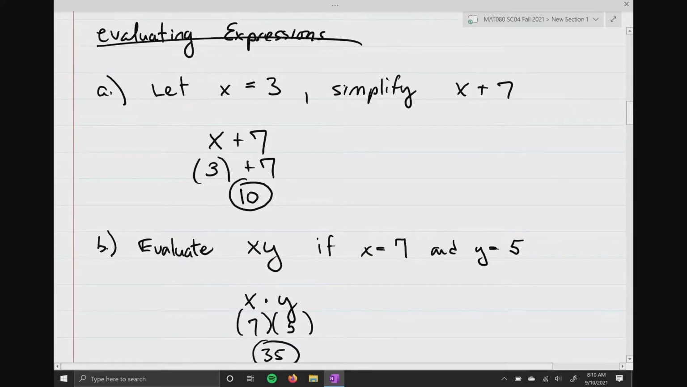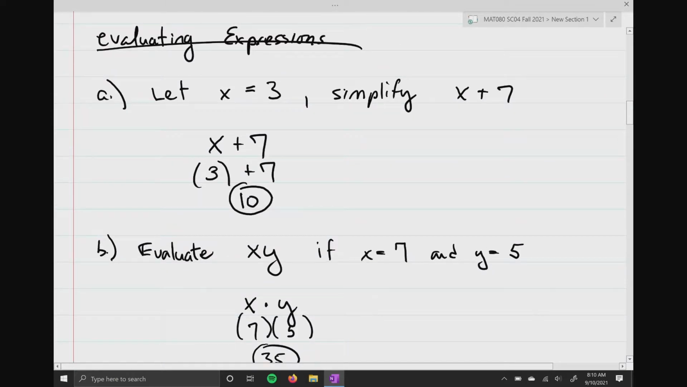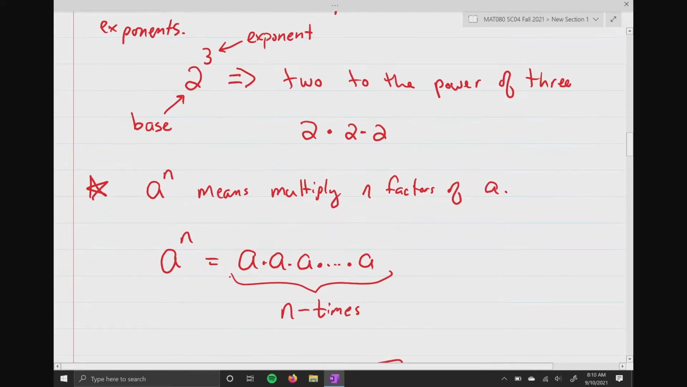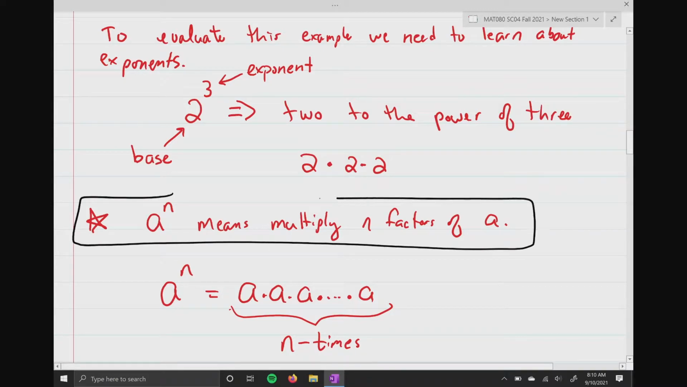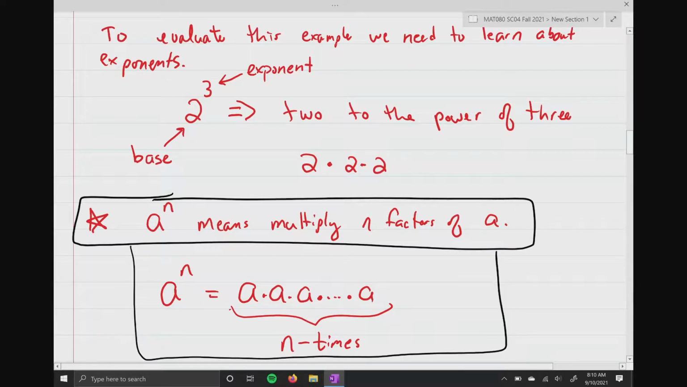Then we talked about just evaluating expressions. Evaluate means substitute in and simplify. If I say x equals a number, substitute it in and just tell me what it simplifies down into. Okay? Then let's see here. We talked about exponents. And we defined, and I'll put a little box around it, what an exponent is.